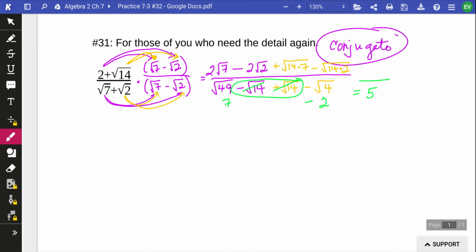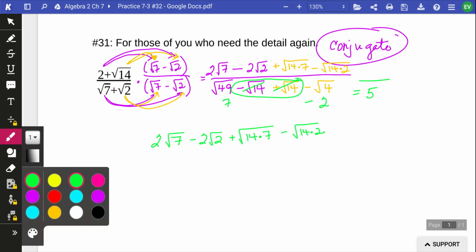In the numerator, you'll notice that I did not simplify, I did not multiply out some of these things that we've got. So I'm going to rewrite it, and we're going to look a little bit more closely at it. So 2 root 7 minus 2 root 2 plus the square root of 14 times 7 minus the square root of 14 times 2.